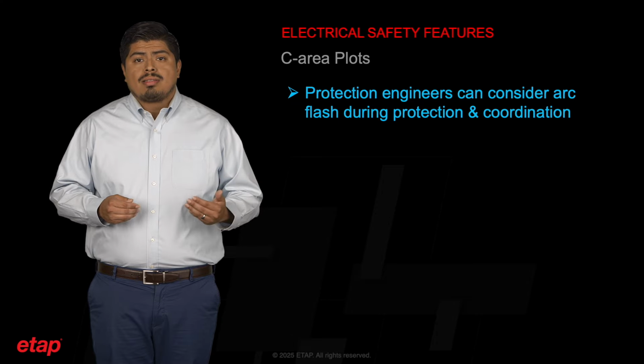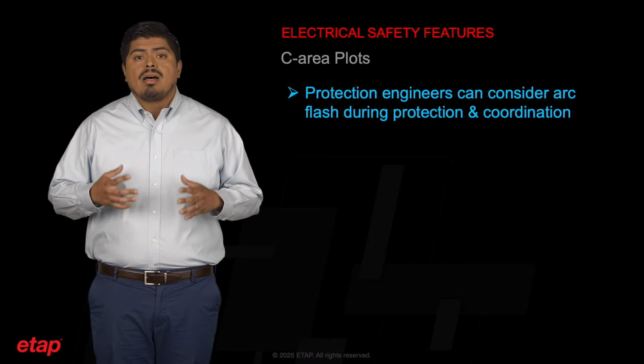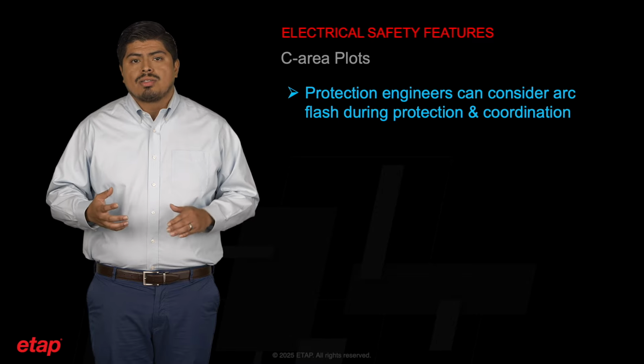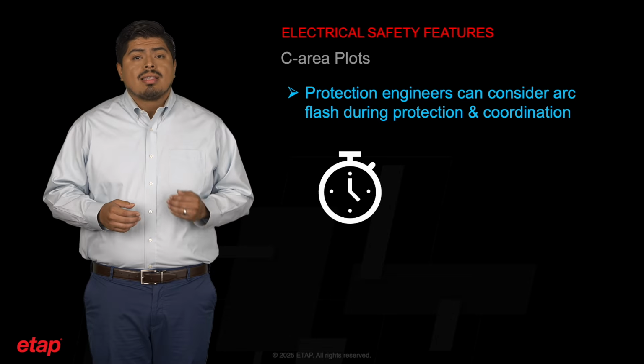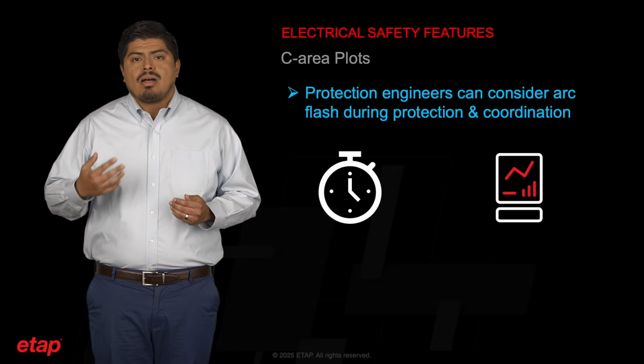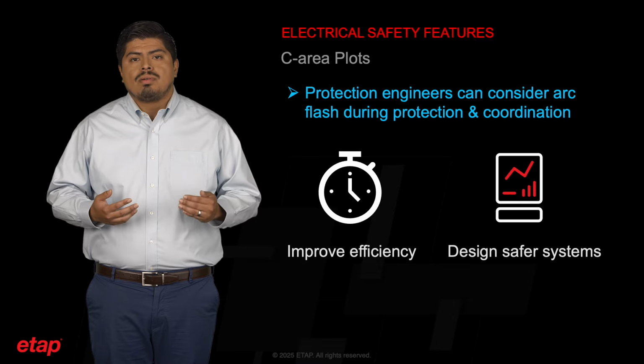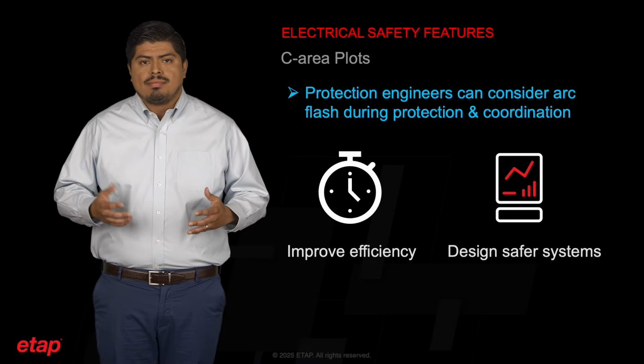ETAP C area plots are true game changers as they allow protection engineers to consider arc flash during the protection and coordination phase of the system study. This helps improve efficiency and allows engineers to design for reasonable incident energy exposures.